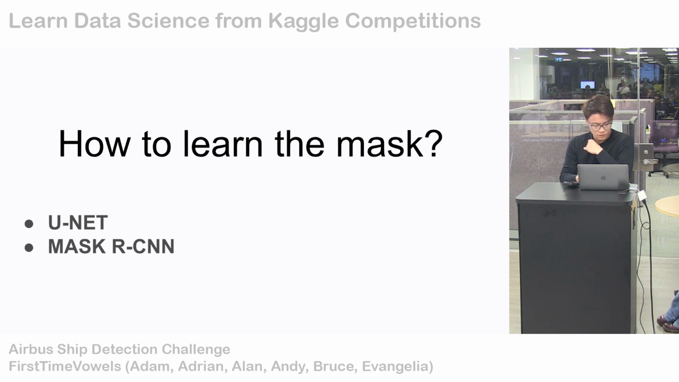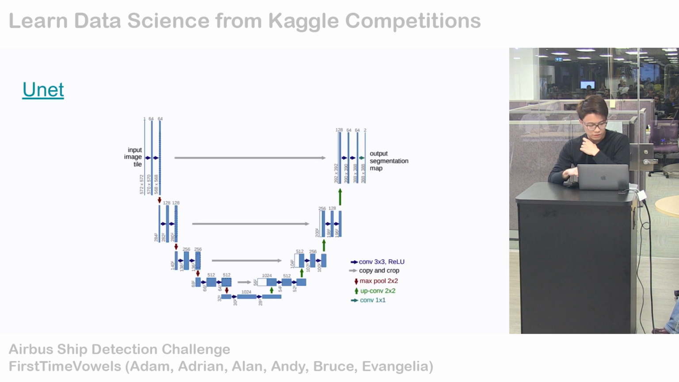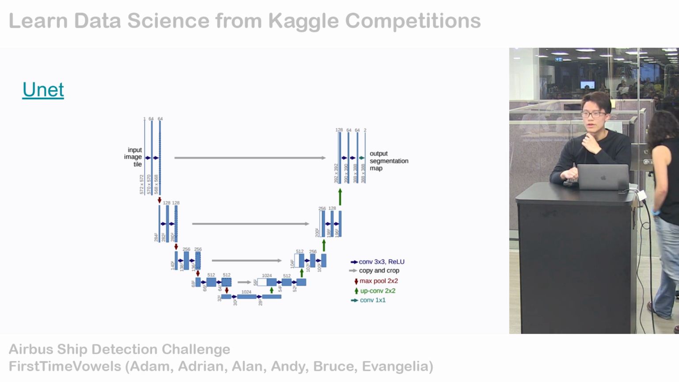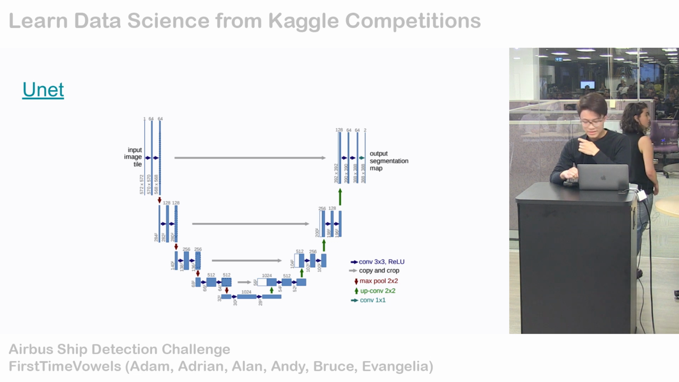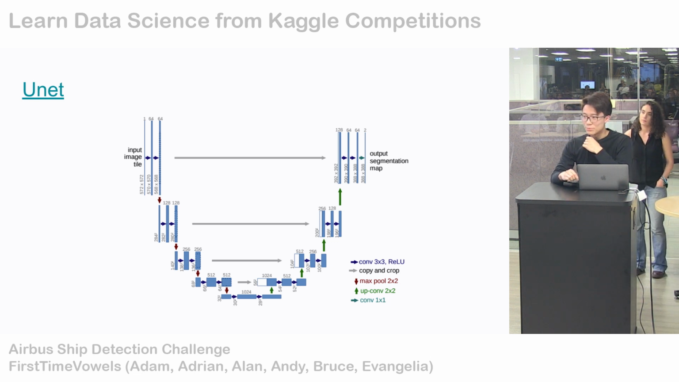There are two state-of-the-art methods. One is called UNet, and one is Mask R-CNN. I'll talk about UNet first. Just want to know, if someone knows CNN really well, please raise your hand.